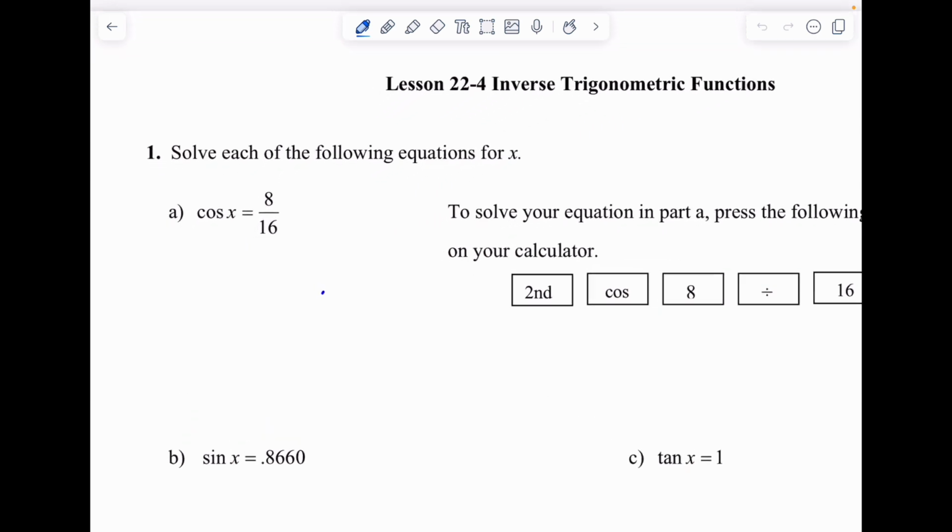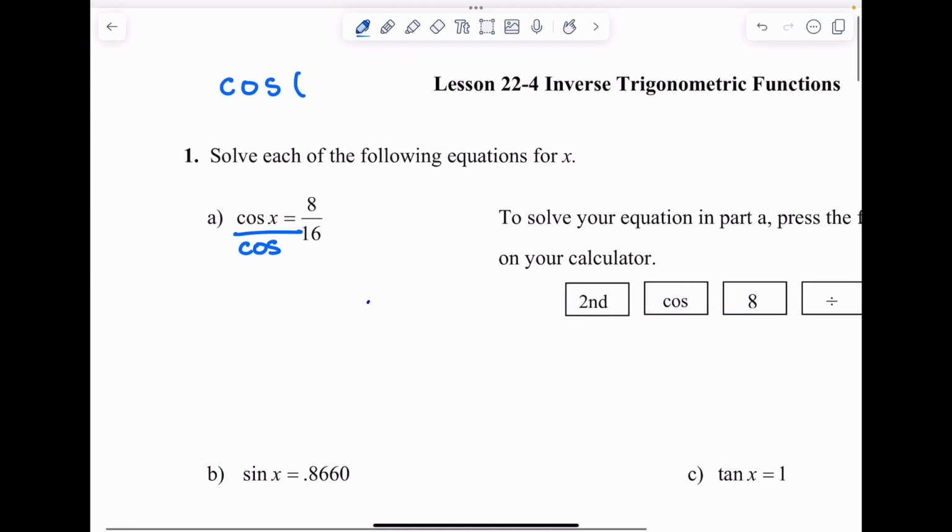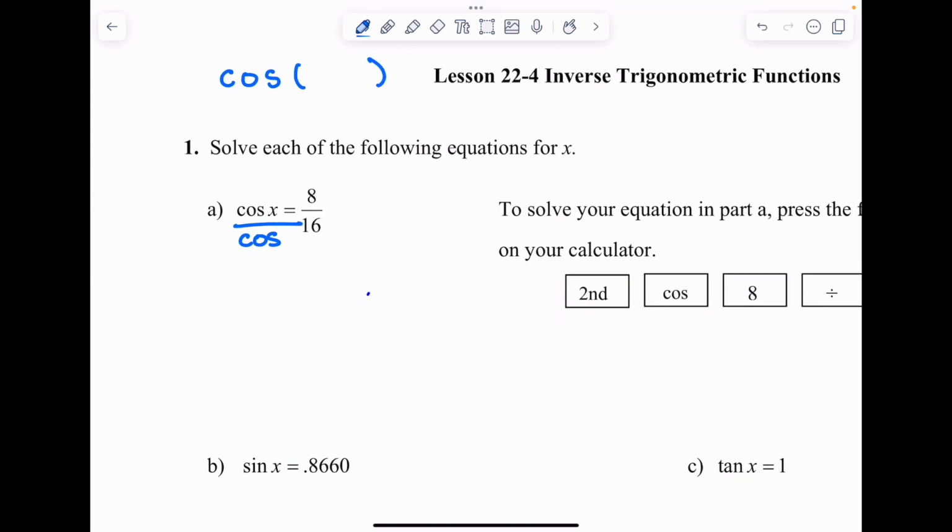Because if I wanted to get x by itself in this equation, I cannot just divide by cosine. Cosine is a function, which means I have to be doing cosine to a number. Cosine doesn't work all by itself. In fact, if you tried to type in just cosine into your calculator and press enter, it would say invalid because it needs an input. So dividing by cosine does not work. Also, you can't divide by sine or tangent.